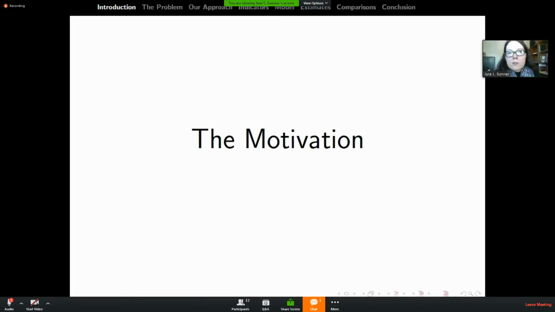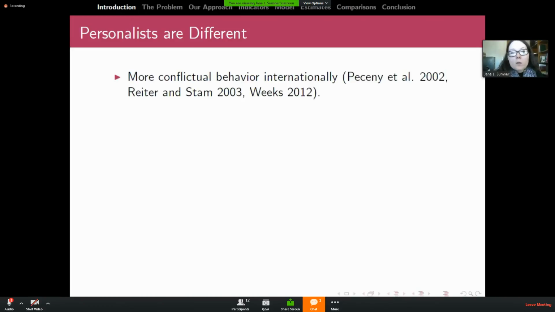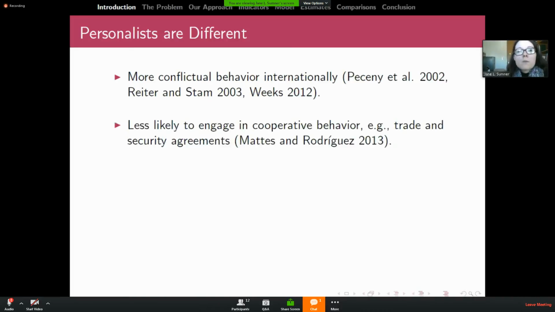So we're going to start with the motivation. So why do we care about personalists apart from the fact that they have fantastic hats? Personalists are different from other types of autocratic regimes. Personalist regimes are different in ways that matter. So in particular, we know from the literature that personalist regimes tend to exhibit more conflictual behavior internationally, as I suggested when I showed you the picture of Muammar Gaddafi.